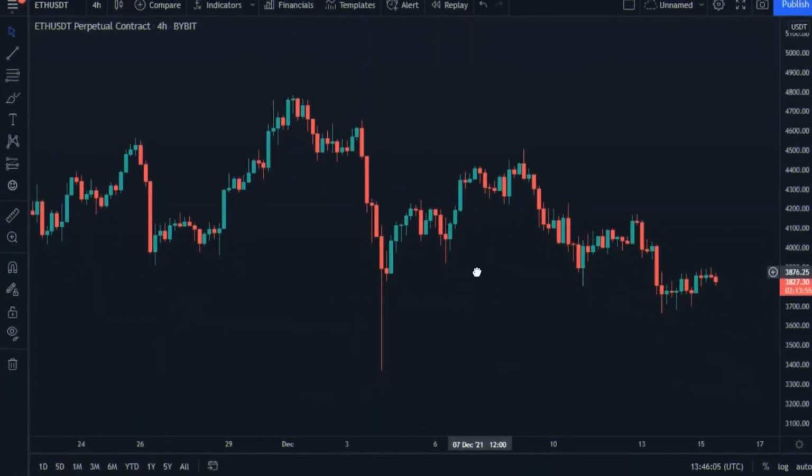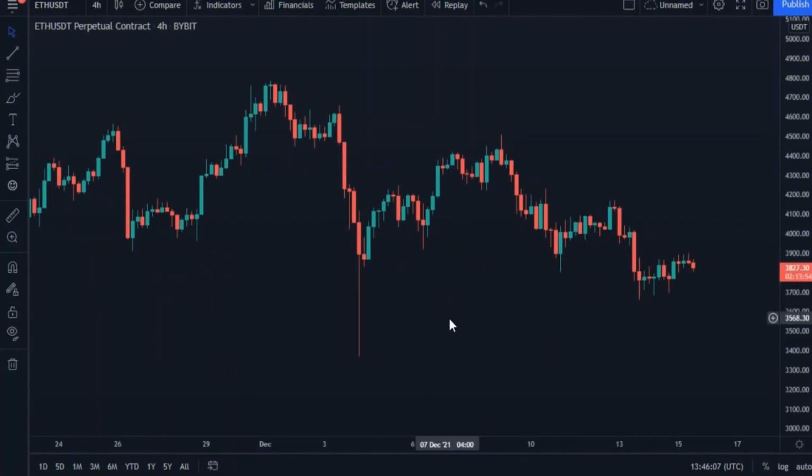Hello everyone. After we have uploaded several videos showing how to find entry points, today we will talk about stop loss and take profit in a simple way, because stop loss is the stage that comes after finding entry points. Well, a stop loss depends on three things.